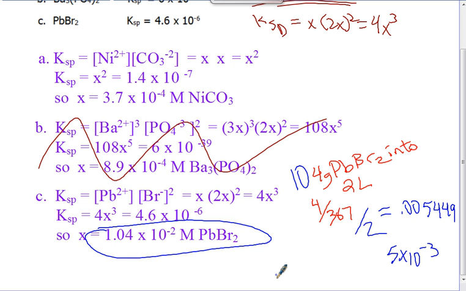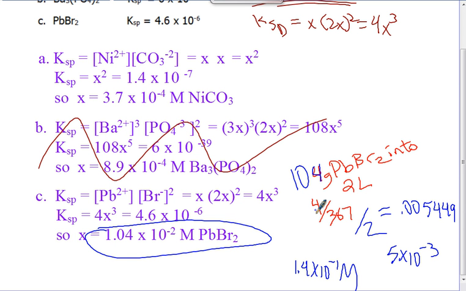This value would become probably 5 times 10 to the minus 1. I still have it in my calculator. 104 divided by 367 divided by 2. Now it is 1.4 times 10 to the minus 1. Am I going to be able to achieve that molarity? Now, this is the maximum molarity I can achieve for lead bromide. So a lot of this 104 grams is not going to dissolve.